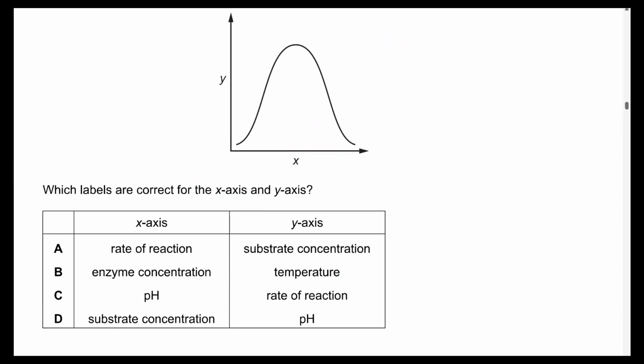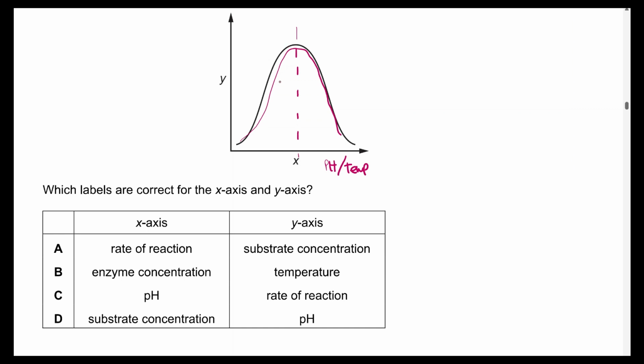Question number 11. The graph shows the trend from an enzyme catalyzed reaction. Which labels are correct for the x-axis and the y-axis? Now, take it as a rule of thumb. Any moment you see a bell shape, you know instantly that the x-axis is either going to be the pH or the temperature. The reason for this is that each enzyme has something called an optimum pH or an optimum temperature.